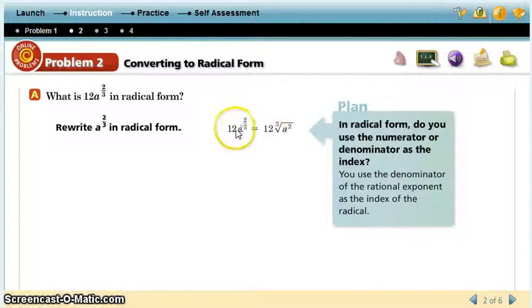So 12 does not have the exponent, so it's still our coefficient up front. 3 is my index, so it's the degree of my root. So then I have my radical sign, and then a to the second power is inside, is my radicand. Okay, so just break apart my rational exponent. Denominator is your index. Okay, so that's pretty simple. That one wasn't too bad.